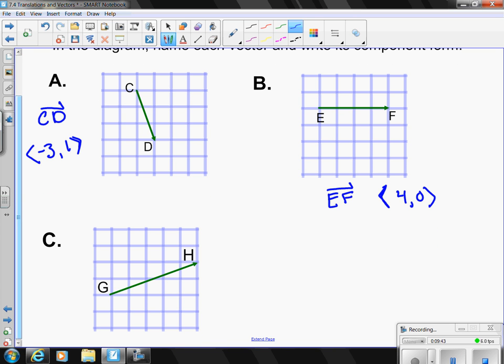And the last one, hopefully you don't mind if I switch this on you. I want one that goes the other direction. Something more like that. So be careful if you have one like this. This is still my initial point. So this would be vector HG, how I changed it, where the arrow's over here. That's my terminal point. And I'm going -5, -2. How it was, it would have been different. So I changed it. All I did was flip the end of the arrow, but that changes how you name it, and it changes the component form.